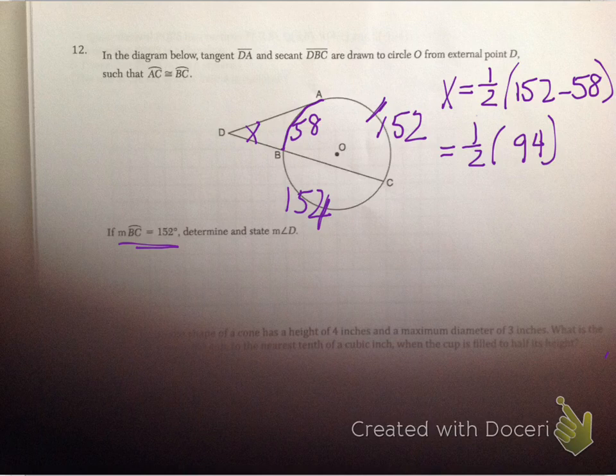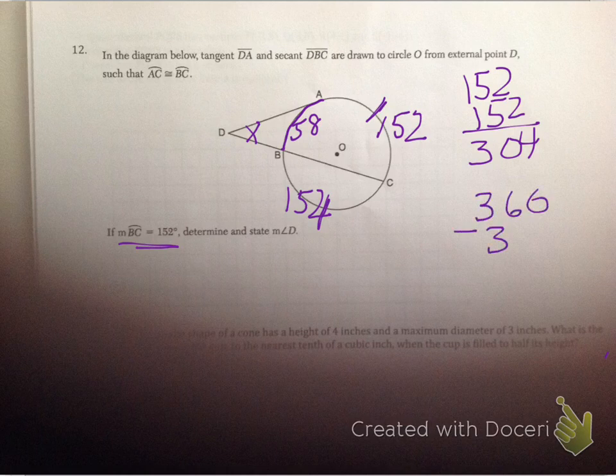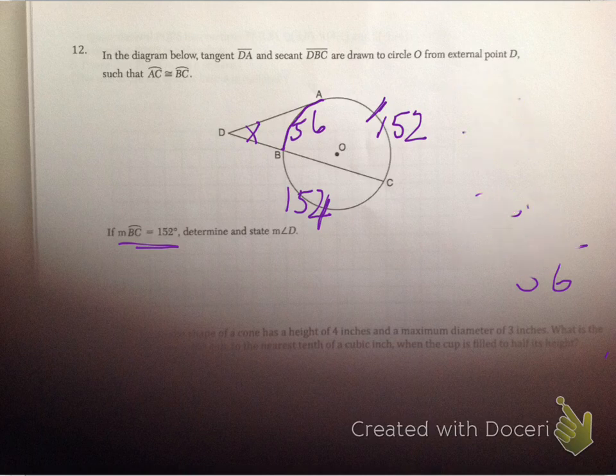Okay, sorry. Let me go back for a minute. I don't want to confuse anybody. If I could get this working, that'd be great. There we go. Okay, just going to go back. So we had 152 and 152. That gives us 304. 360 minus 304 gives us 56, not 58. I don't know where that came from. 56. Okay.